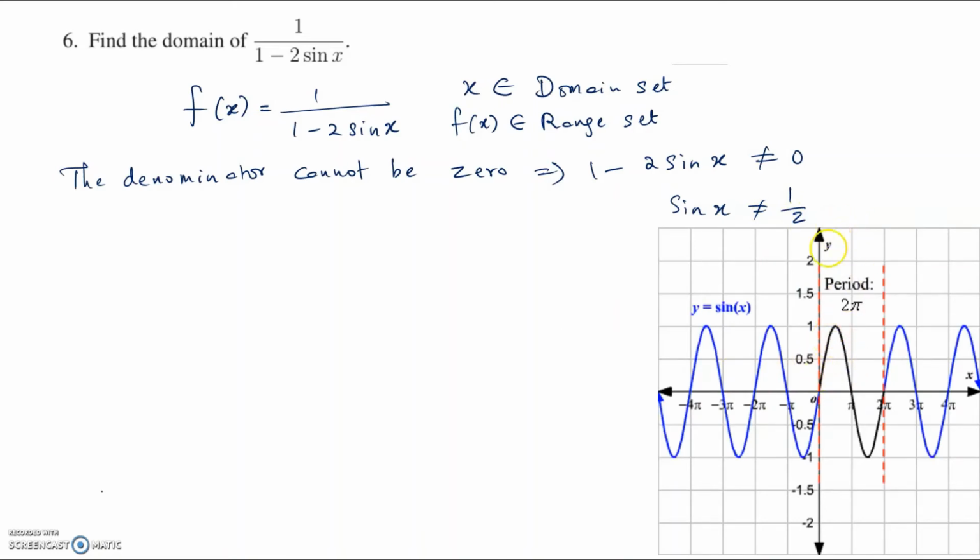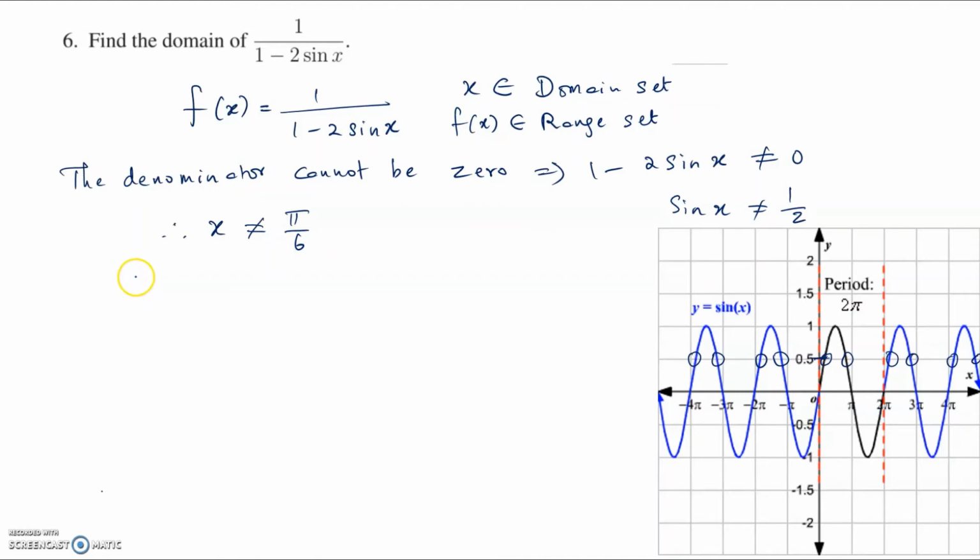Let's look at the sine graph. Now, 1 by 2 falls here. So these are all the points where it is 1 by 2. So we need to identify all these points where it is 1 by 2 and eliminate them from R, or from, you know, the domain set of x. So sine 30, which is pi by 6, will be 1 by 2. So similarly, you have all these points. Therefore, using the sine function, we can define that x is not equal to pi by 6.